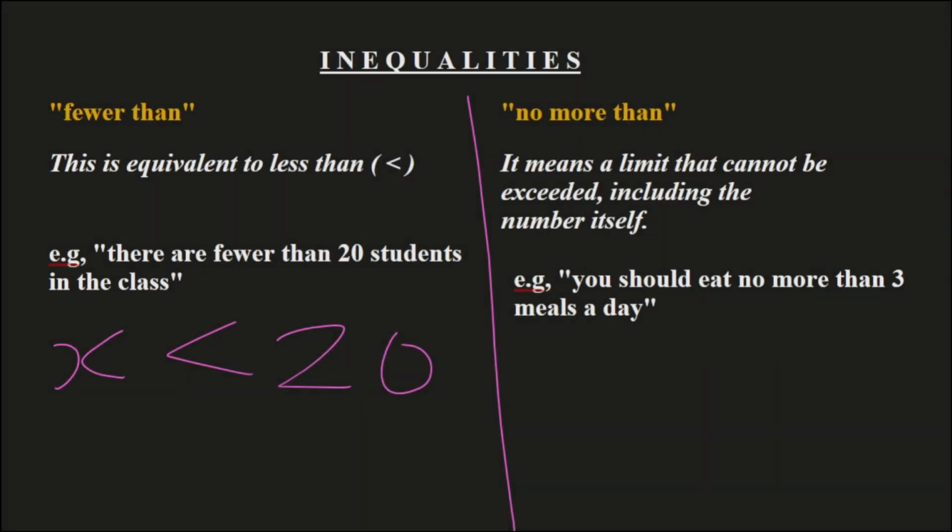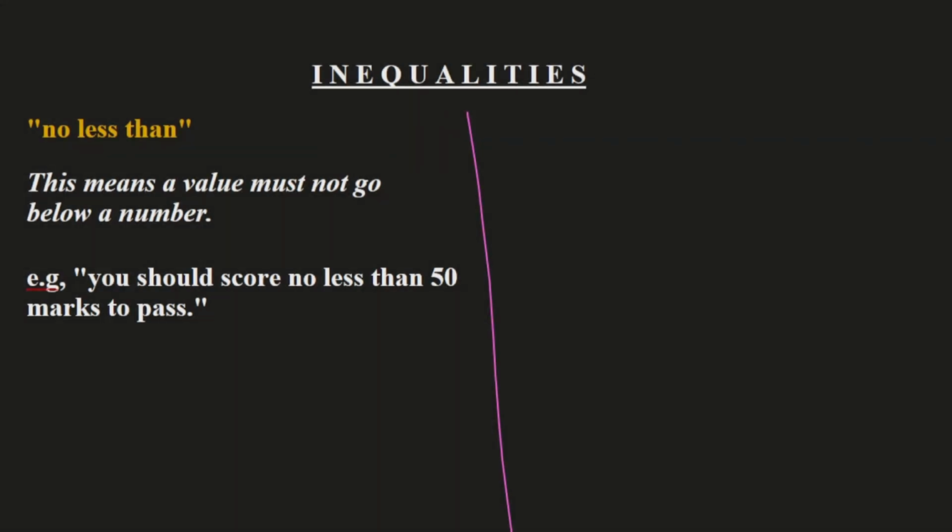Another is no more than, which means a limit that cannot be exceeded, including the number itself. For example, you should eat no more than 3 meals a day. This includes 3 or anything below. So it can be written as x is less than or equal to 3. Another is no less than. This means the value cannot go below a number. Example, you should score no less than 50 marks to pass. This includes 50 or anything above, so it can be written as x is greater than or equal to 50.